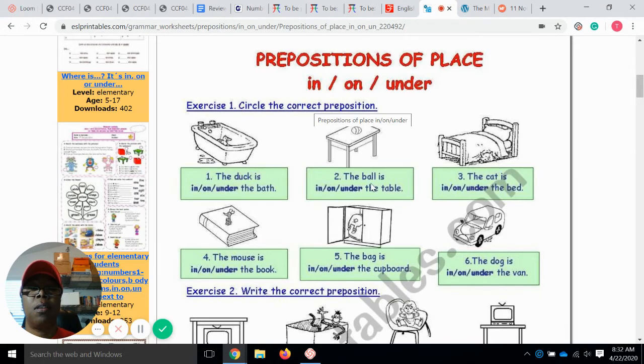So let's go through this exercise, and we're going to ask the question, where is, about the subject of each of these sentences. So here we're talking about the duck. Where is the duck? The duck is, where is the duck?